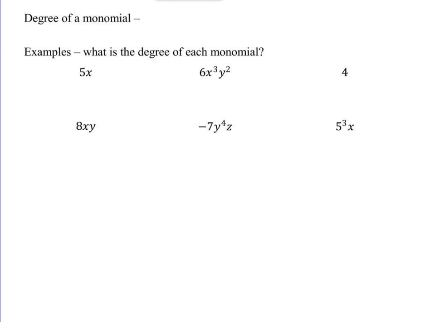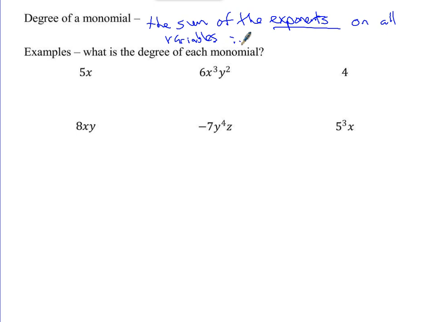Degree of a monomial. So here's another vocab word. The degree of a monomial is the sum, I'll explain it in a minute here, let's just get the definition down. The sum of the exponents on all variables in the term. So you're adding up all of the exponents that you see on all of the variables only in just one term.